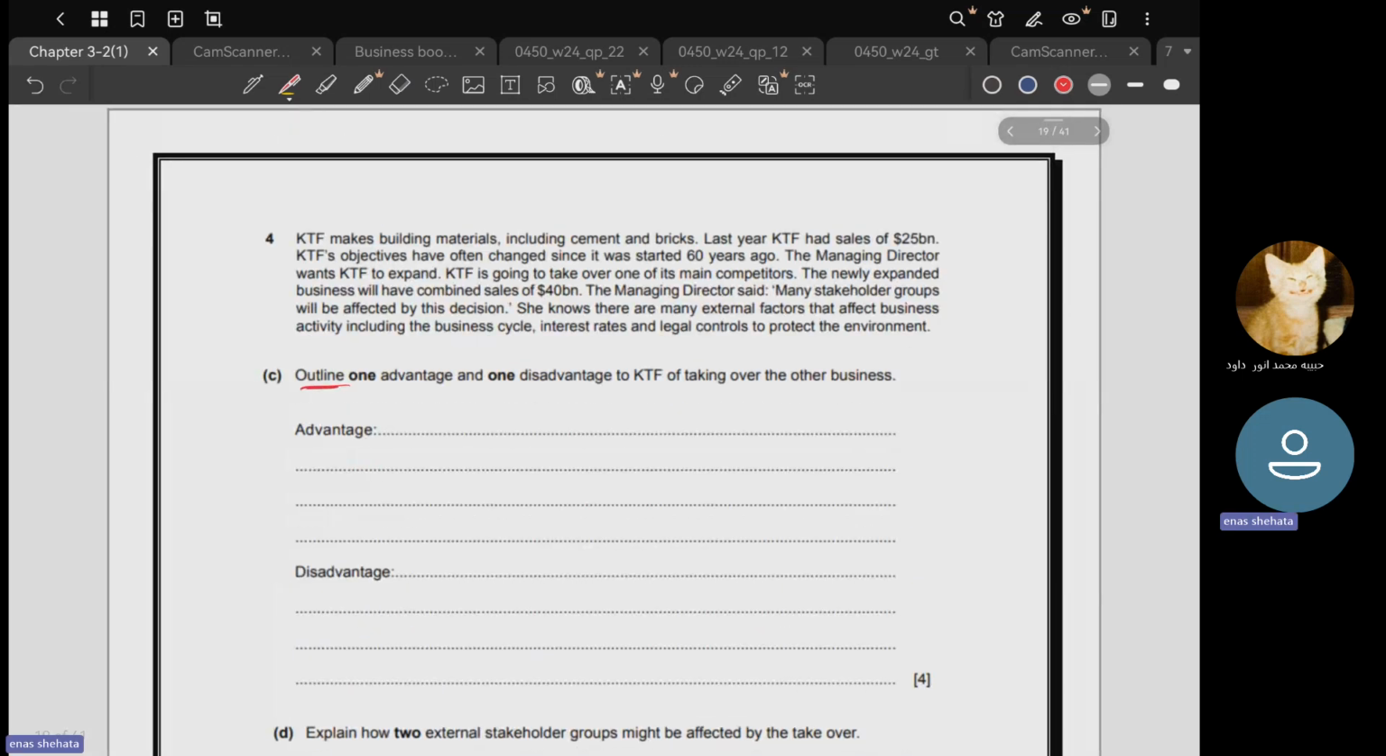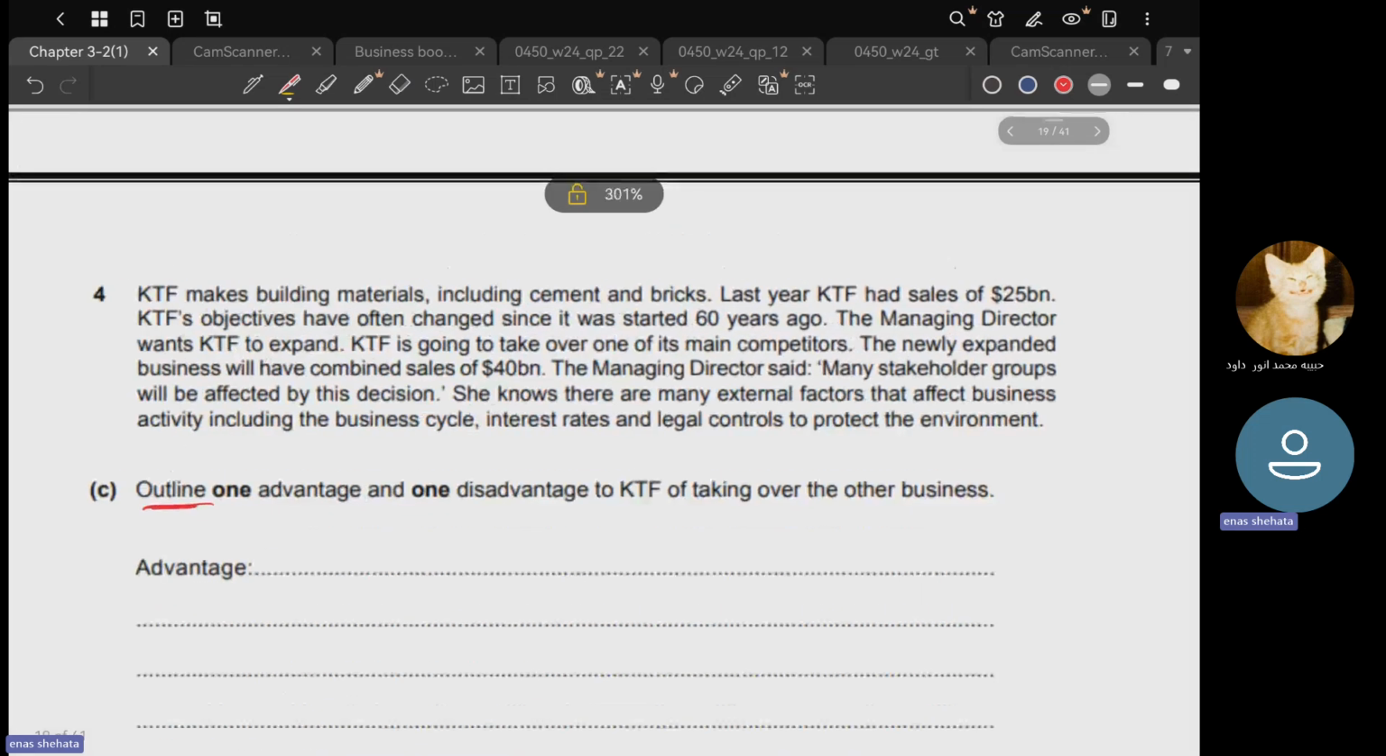Outline one advantage and one disadvantage to KTF of taking over the other business. برضه هنحتاج نابلاي على الكيس ونشرح. طب ايه KTF ده؟ KTF make building material including cement and bricks. Last year KTF had sales of $25 billion. KTF objective have often changed since it was started 60 years ago. The managing director wants KTF to expand.